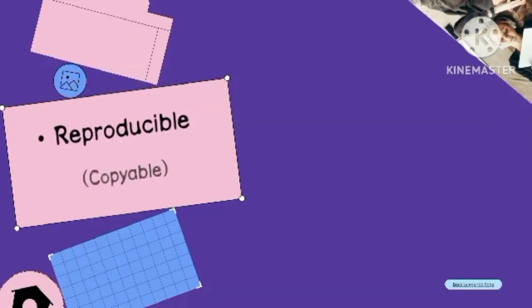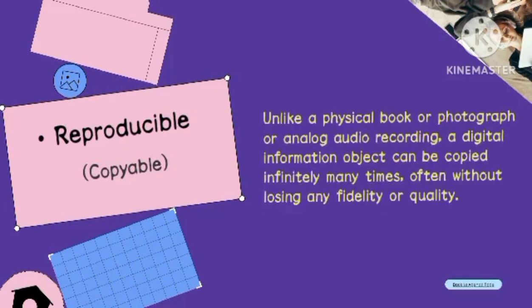First, it's reproducible, or let's say copyable. Unlike a physical book or photograph or analog audio recording, a digital information object can be copied infinitely many times, often without losing any fidelity or quality.